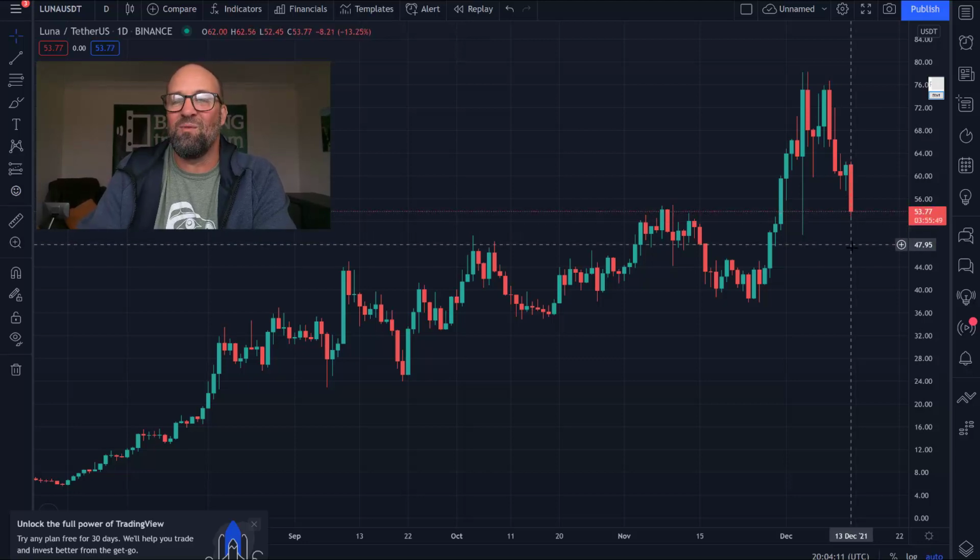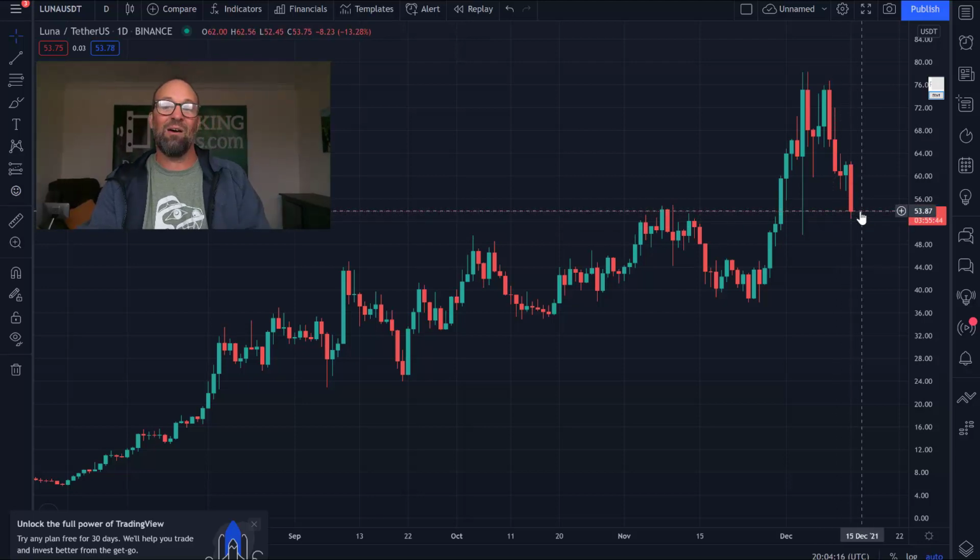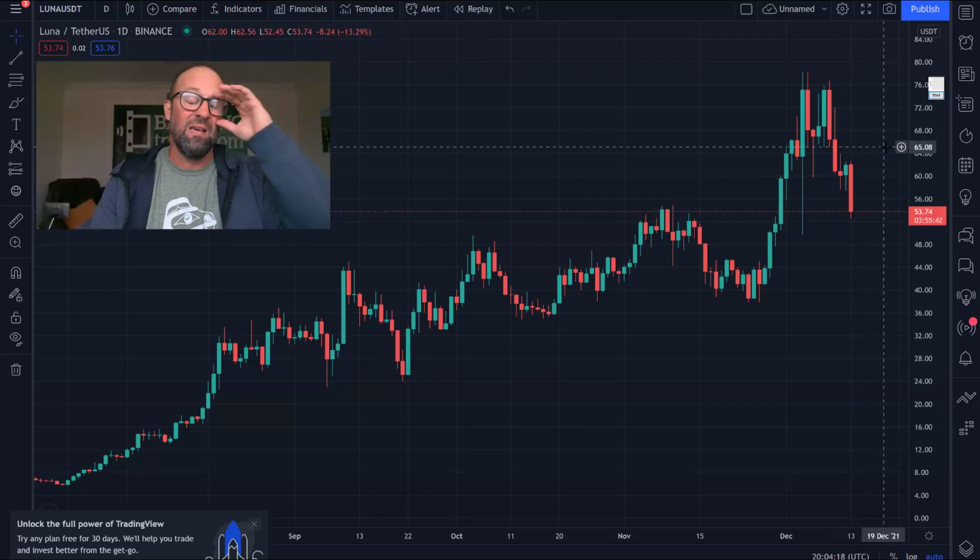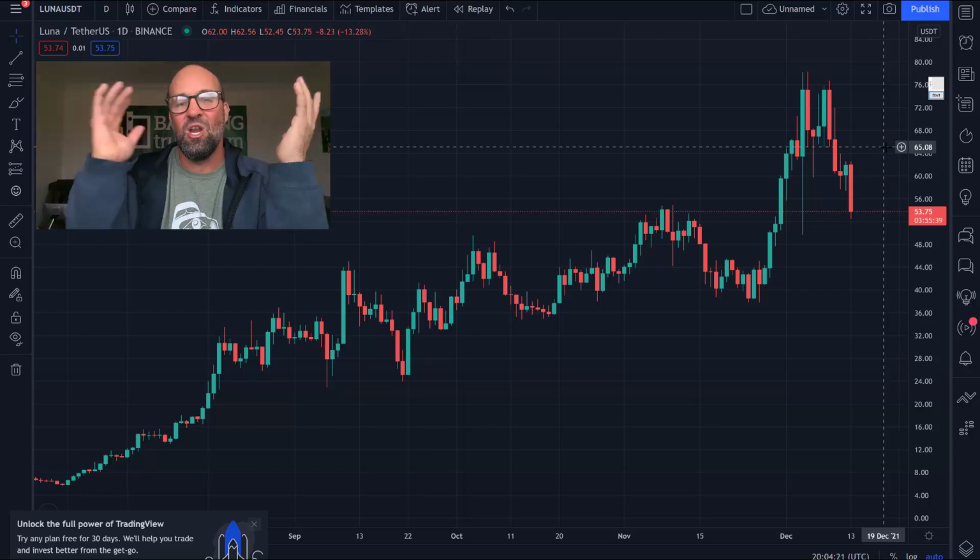I don't know if this is the bottom. It wouldn't surprise me a bit if we start going back into the old region of new lows, but I'm not surprised that it's stalling out here. And I wouldn't be surprised either if it bounced and we came right back up. Nobody knows.